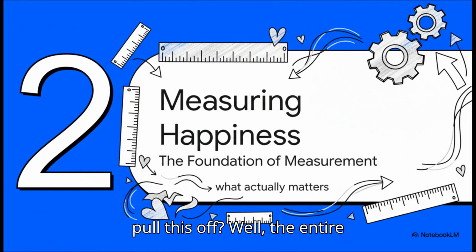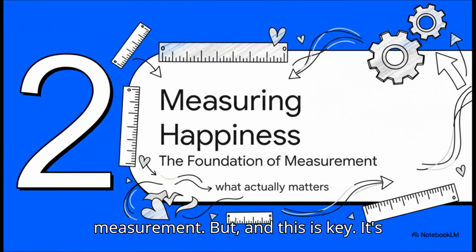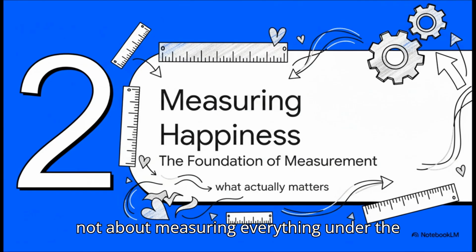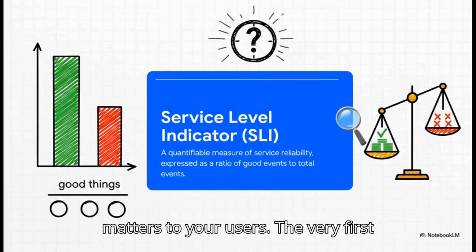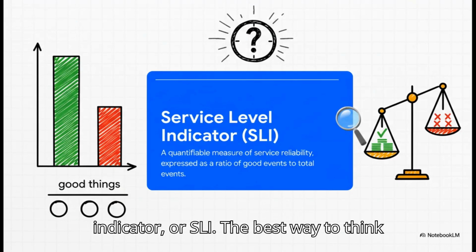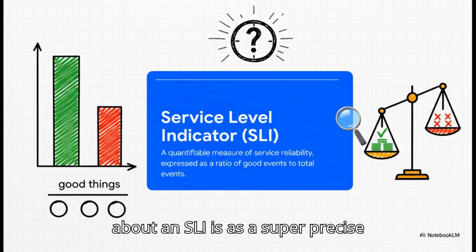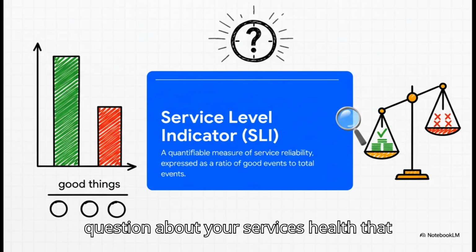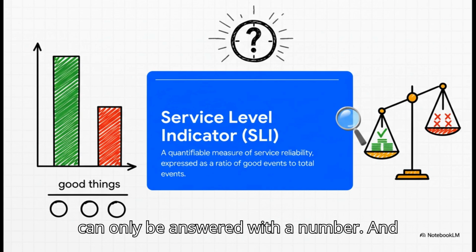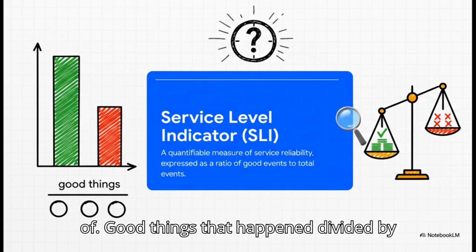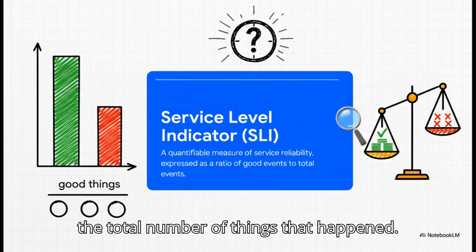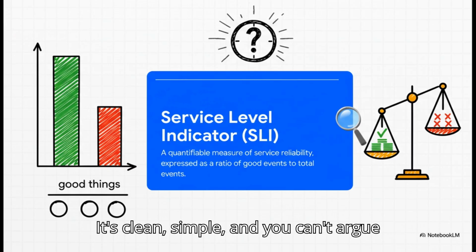So, how in the world does SRE pull this off? Well, the entire foundation is built on one thing, measurement. But, and this is key, it's not about measuring everything under the sun. It's about measuring what actually matters to your users. The very first building block is the Service Level Indicator, or SLI. The best way to think about an SLI is as a super precise question about your service's health that can only be answered with a number. And it's always a simple ratio, the number of good things that happened divided by the total number of things that happened. It's clean, simple, and you can't argue with it.